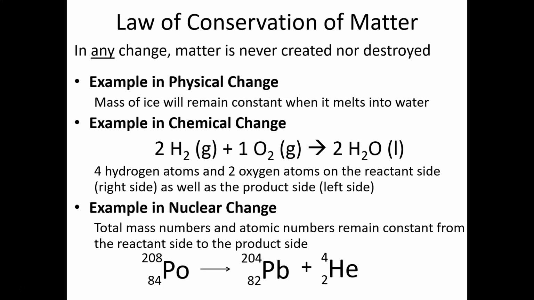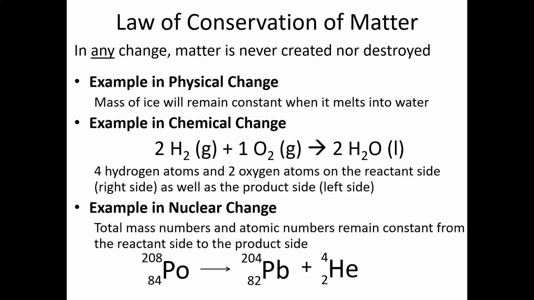Mass is always conserved, and so in a physical change, let's talk about how it's conserved there. If I were to take an ice cube and put it on a scale and melt it, the mass wouldn't change. As long as it's a closed system and a bunch of water doesn't evaporate, I would be able to see that the mass does not change. That's a physical change, right?